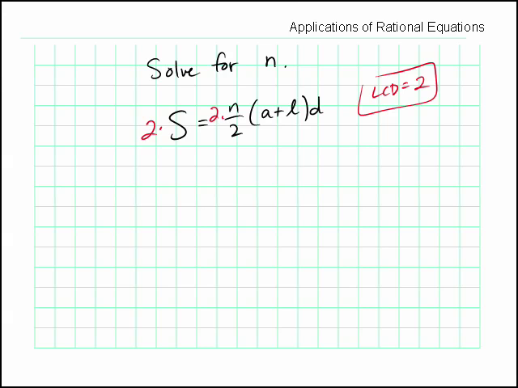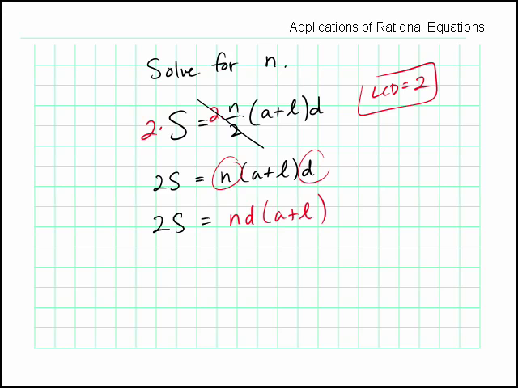On the left side, we have 2S. On the right side, the 2s cancel away, and that leaves me with n times a plus L times d. Now, I'm not quite sure why I have the d on the end here, but d and the n have to be multiplied in. That's the same as n times d times a plus L. So I'm going to distribute it in.